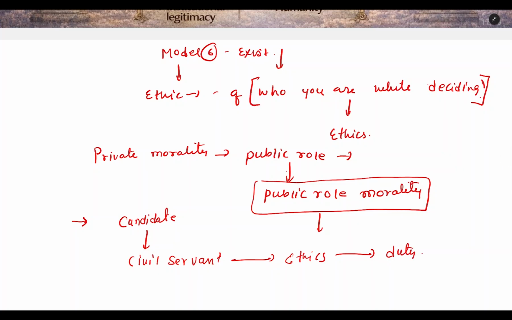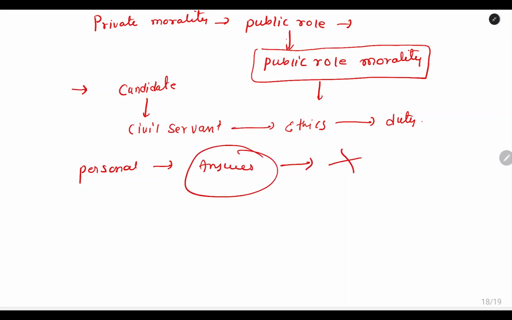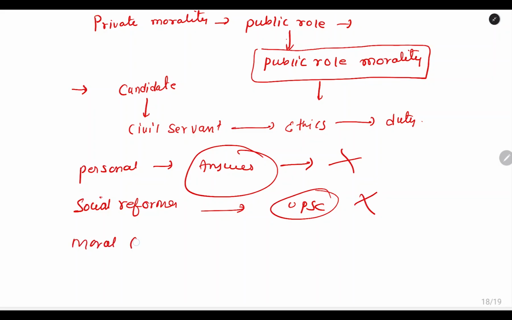Most candidates fail because they answer as a good human being. They take personal morality and showcase it in the answers. That is not what UPSC expects, so it will not get a good score. In the same way, someone will write an answer with a social reformer mindset, and this also fails. Someone will write a moral crusader type of answer, and this also fails to meet UPSC expectations.